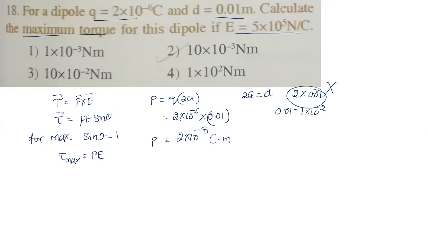Okay, now we got the dipole moment P. So insert this value. It is 2 into 10 power minus 8 into the electric field. How much is given? 5 into 10 power 5. So it will become 10 into 10 power minus 3 newton meter. So that is the maximum torque which is acting. Which one is the right answer? Look at the second option. So the second option is the right answer for this question number 18. Okay, let us move on to the next question.